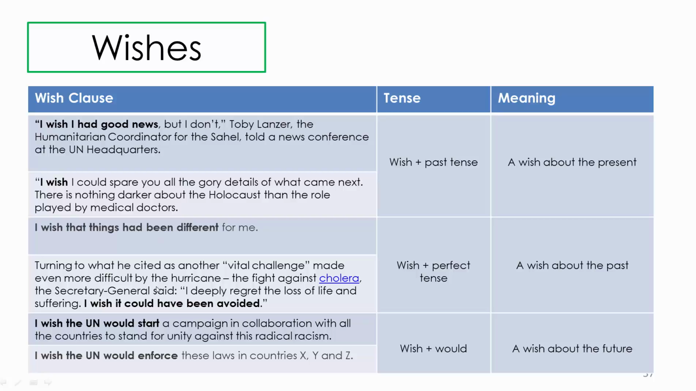And then if you want to talk about wish in the future, you're going to use wish plus would. So I wish the UN would start a campaign in collaboration with all the countries to stand for unity against this radical racism. I wish the UN would enforce these laws in the future. So there is the summary of the three types of wish statements, referring to the present, past, and the future, and then the forms that you have to use after wish in order to make that temporal relationship clear.